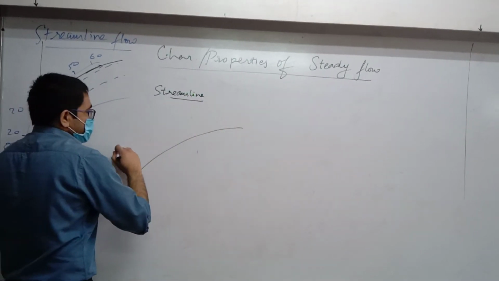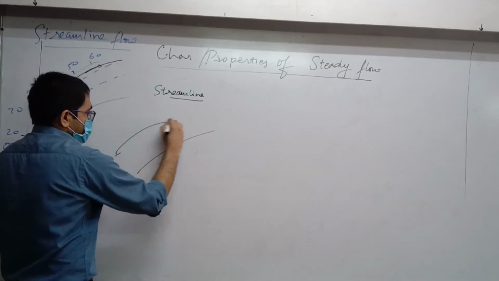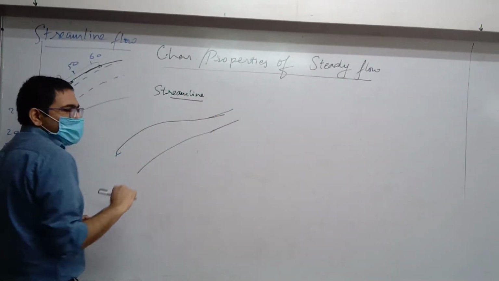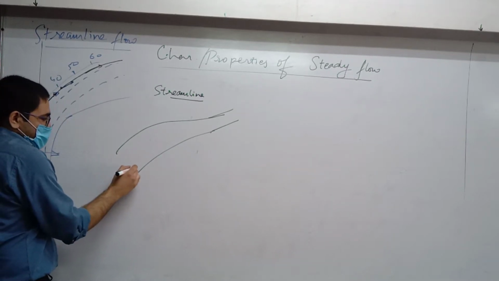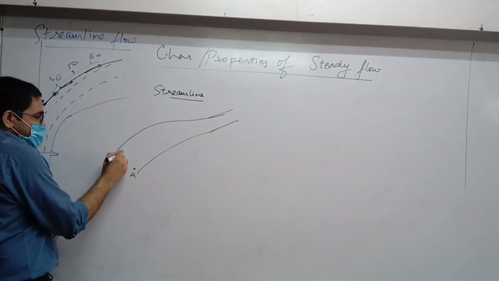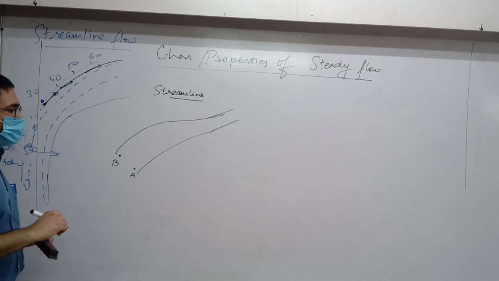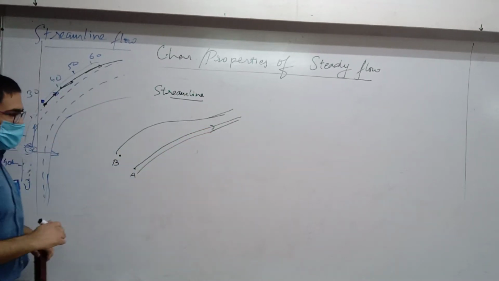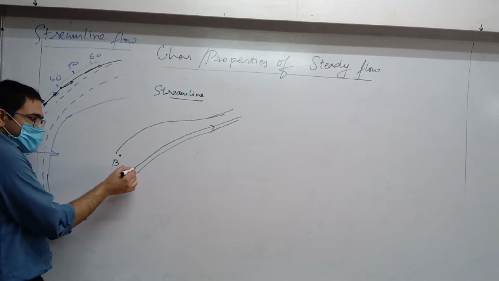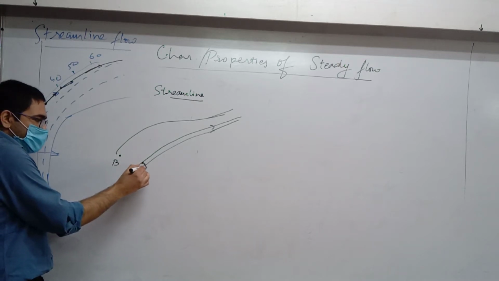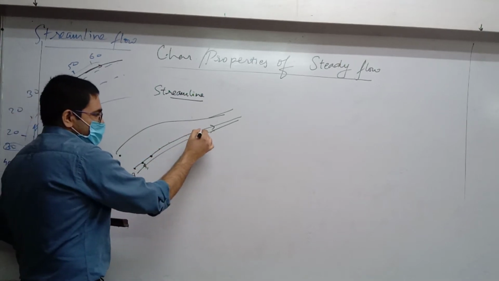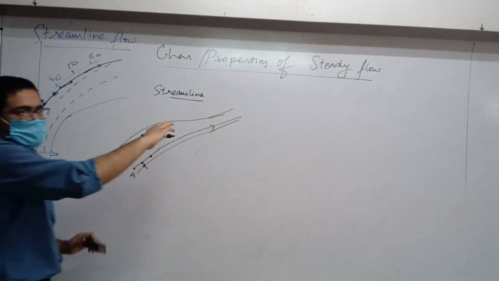Let's say there's a tube like this. Okay. Right? Broad at one point, narrow at another. And let's say one streamline starts at A, another one starts at B. So here, this streamline may be going like this. So what that means is, if the particle is here at A, then from A it will go to A1, then from A1 it will go to A2, then A3, A4, like that. It will follow this path, understood?